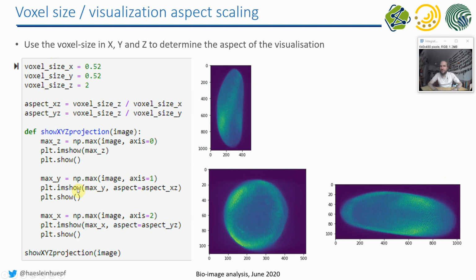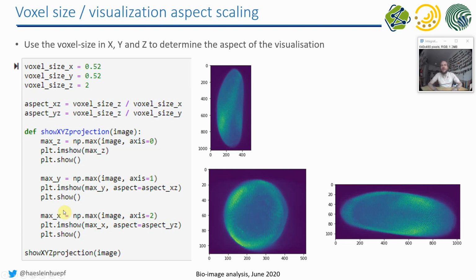The aspect is a parameter of the imshow function I haven't shown earlier. And as we are now executing the same code again and again, I'm collecting this code in a function. So I have here now a show xyz projection function, which does the same thing as just one slide before. It does a maximum projection of the image along z, along y, and along x. And I enter the aspect of the visualization to get these images out. And this is how it's supposed to look. It's actually quite easy to use.